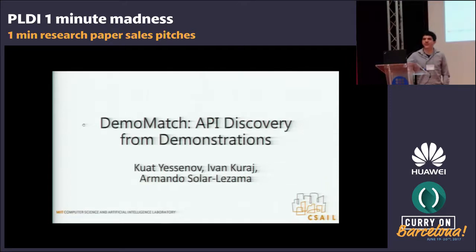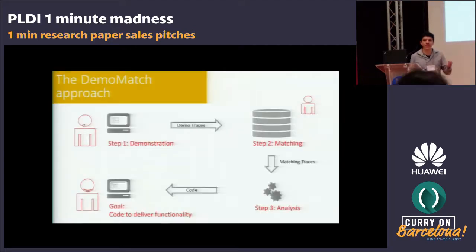Hey, so first talk of the first session, DemoMatch, API discovery tool. So the big question is, how do you help somebody discover functionality in a complicated API when they can't even name what they want? So the DemoMatch solution is you let them do a demonstration of the desired functionality on some other application that uses the same framework. And so what we're able to do is take that demonstration, match it against the database of program behaviors, and from that, give you a code snippet that tells you how to use the functionality. If you want to know how it works, come to the talk.